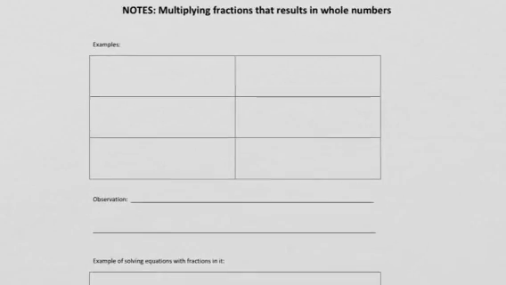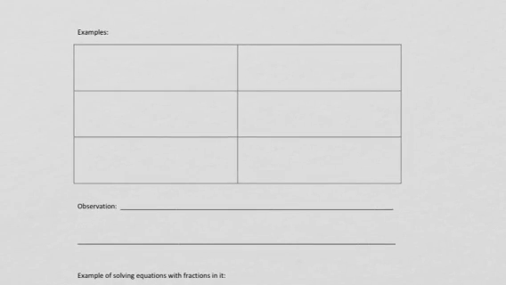This lesson is a review on how to multiply fractions, and the idea is that you can do this mentally. So we're going to go through some examples of multiplying fractions that results in whole numbers. So the first example, we have 1/3 times 3.